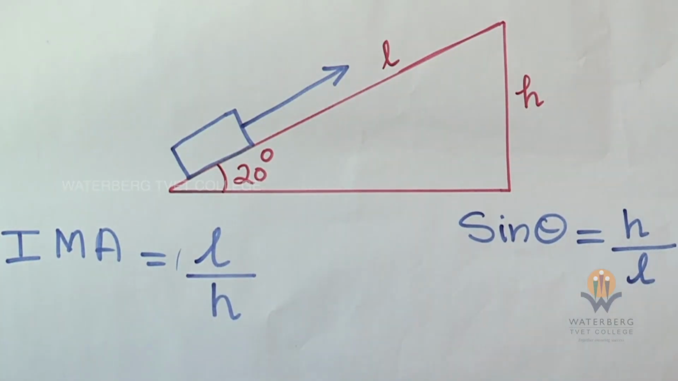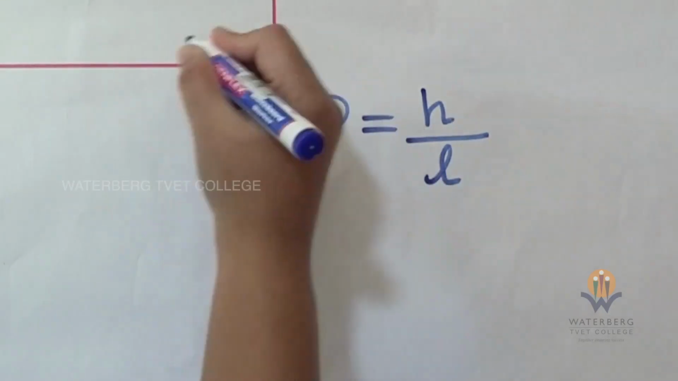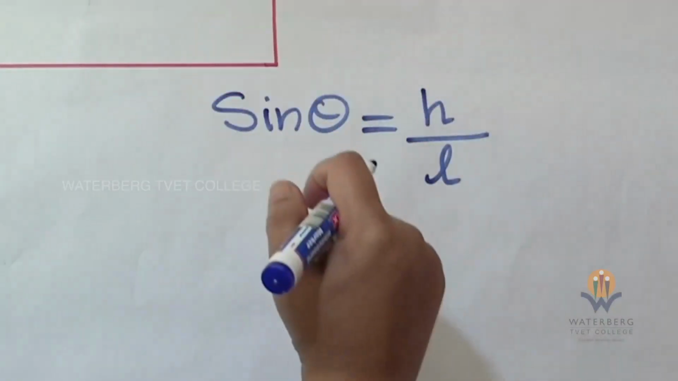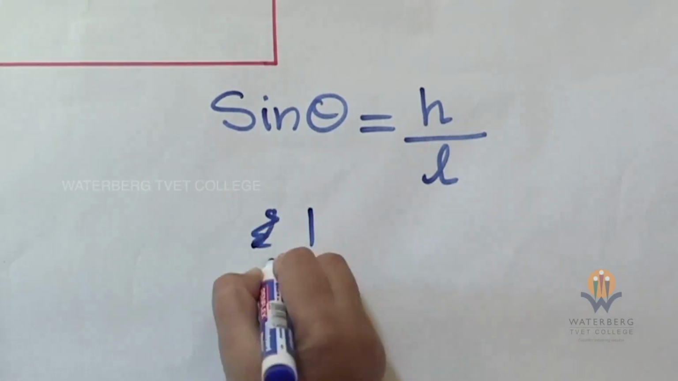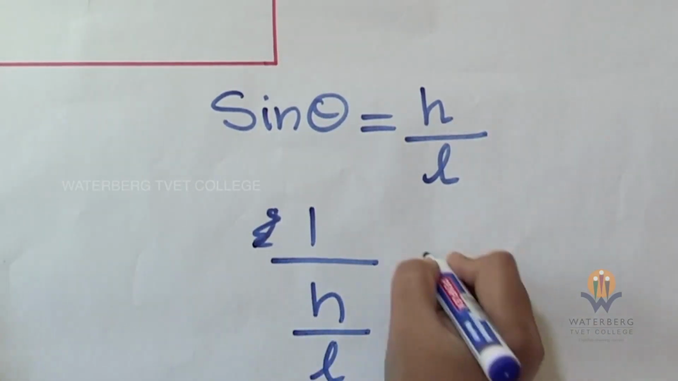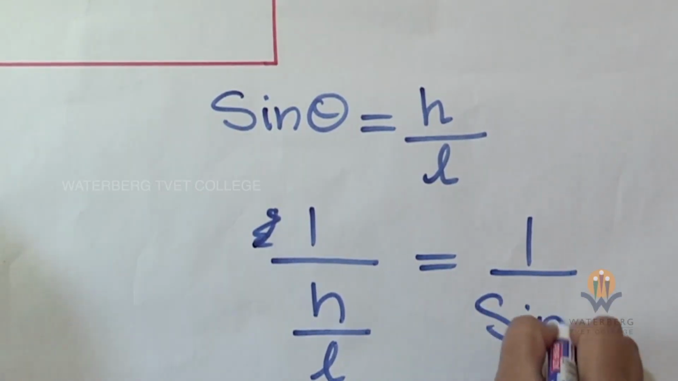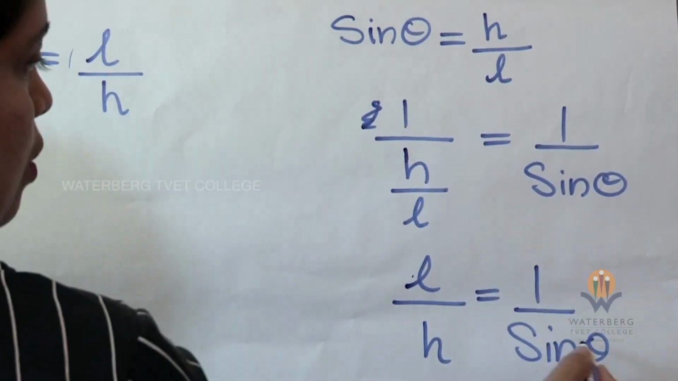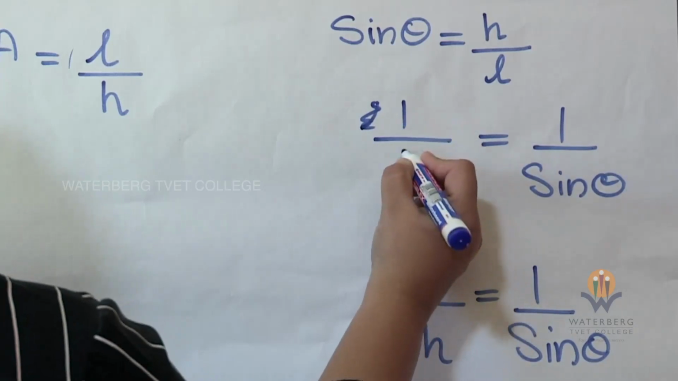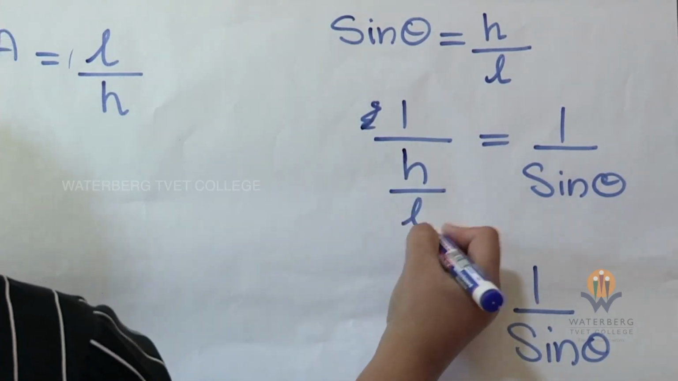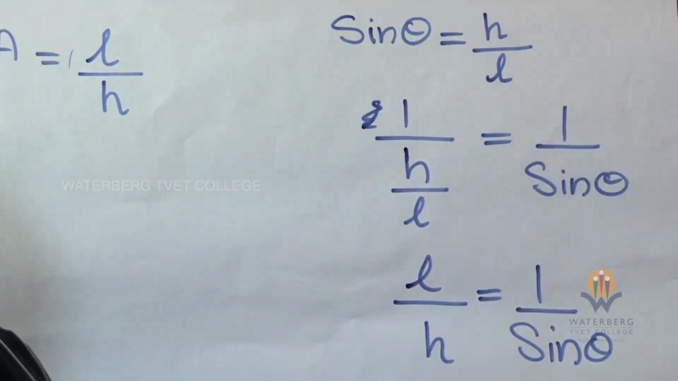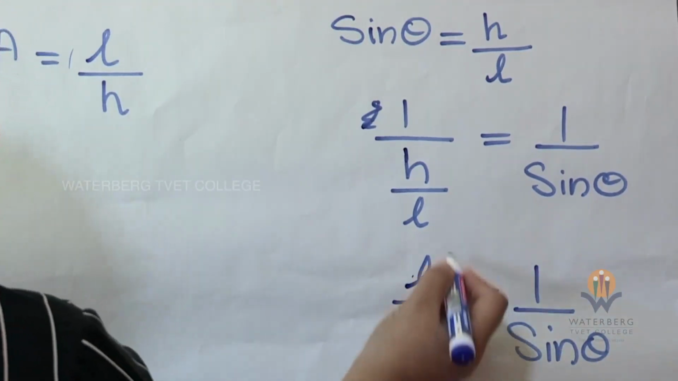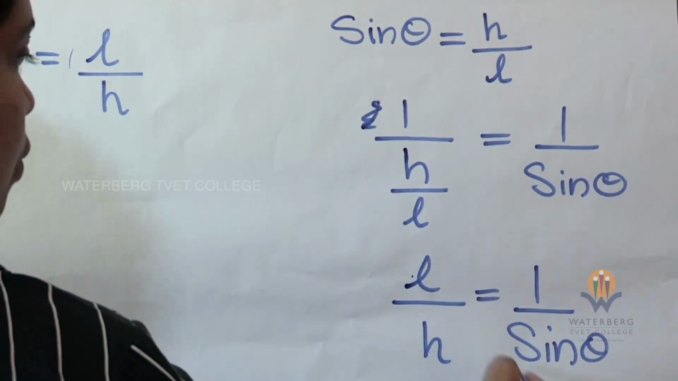So what we do is we take the reciprocal. When you do something on the left-hand side, you must do it on the right-hand side. So when you take the reciprocal, this becomes L over H. So 1 over H over L gives you 1 over sine theta. Therefore, L over H equals 1 over sine theta. So we have L over H as 1 over sine theta.